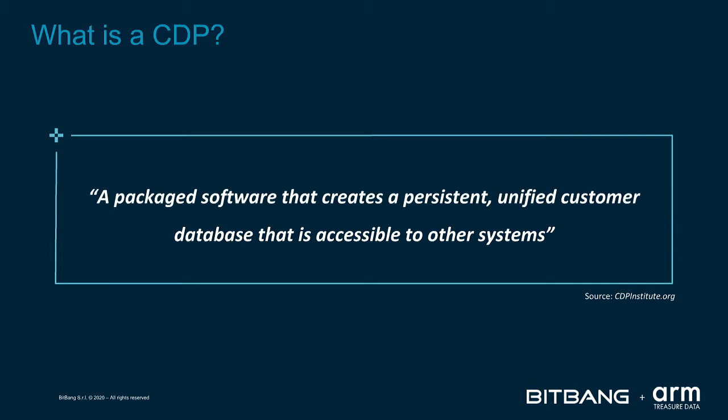Similarly, Forrester defines a CDP as a platform that centralizes customer data from multiple sources, making it available to systems of insights and engagement. So there are several definitions in the market, but most of them are common in detailing the key elements: the persistent unified view and the accessibility of the system across multiple systems to deliver data in and out.